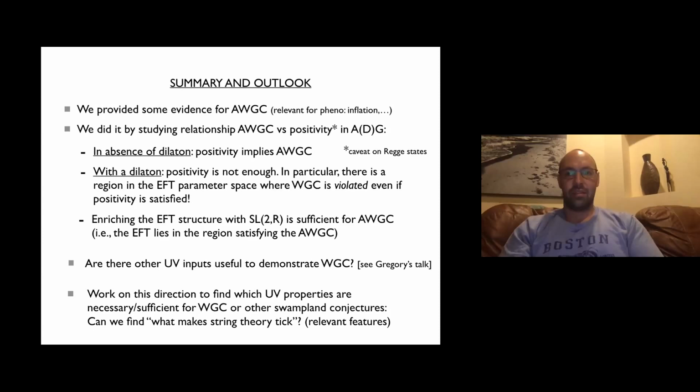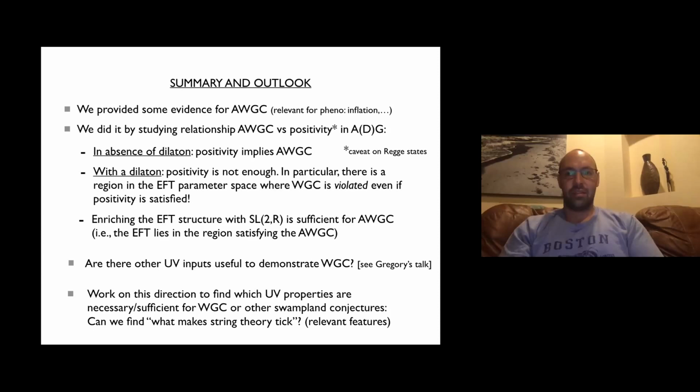So if we enrich the effective theory structure with SL2R symmetry, we can prove that this is sufficient to demonstrate the axionic version of the weak gravity conjecture. And so the question now is, are there any other equally relevant ultraviolet inputs that are useful to demonstrate the weak gravity conjecture? And yeah, you can, and Gregory is going to tell you something about this in a month.